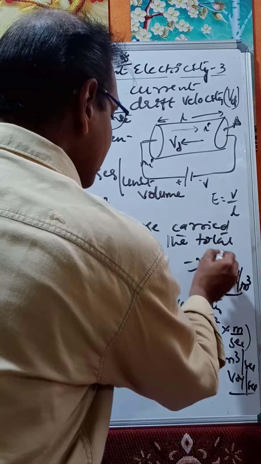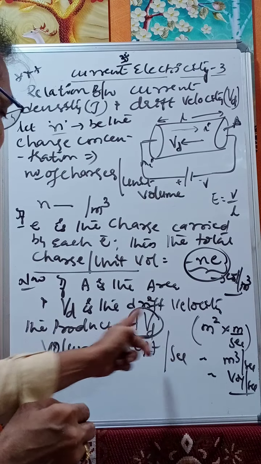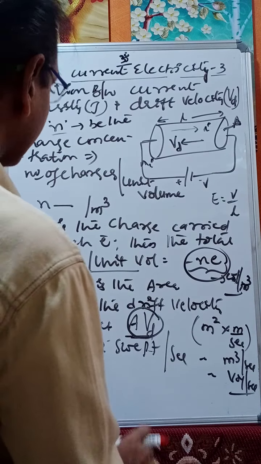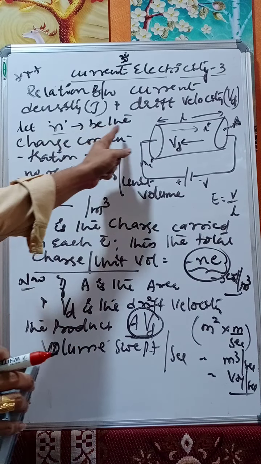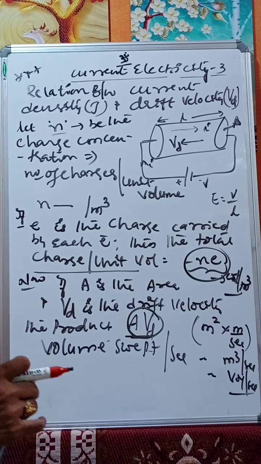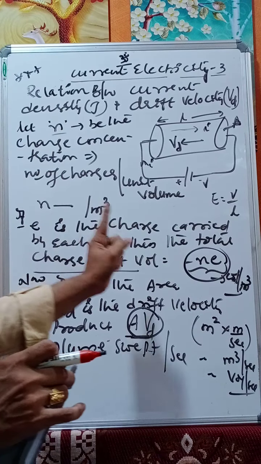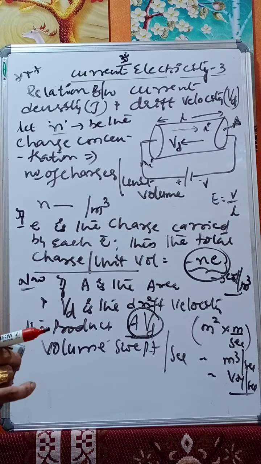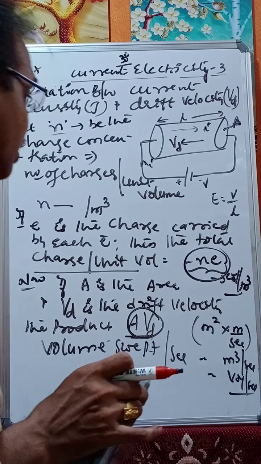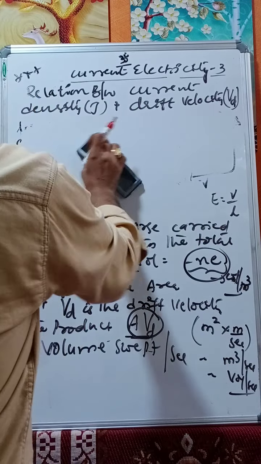Now here Ne is the charge per unit volume and A Vd is the volume swept per second. If you multiply both of these, what will we get? Remember, N is the number of charges per unit volume or charge concentration, minus e is the charge of each carrier, A is the area of cross section, and Vd is the drift velocity. Minus Ne gives the total charge per unit volume, and A Vd gives the volume swept per second.